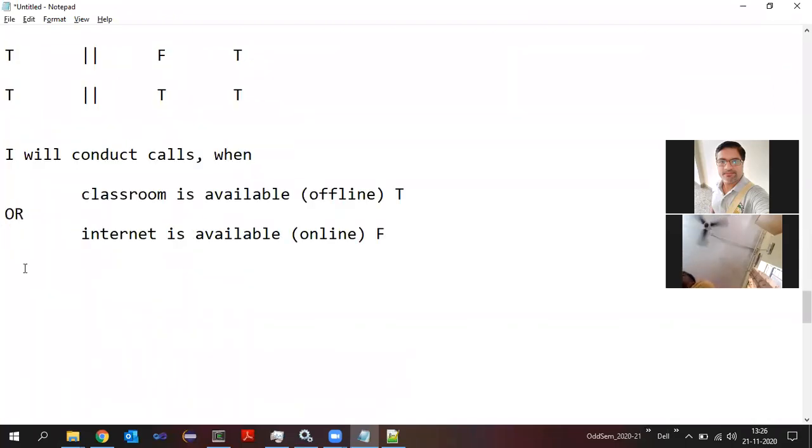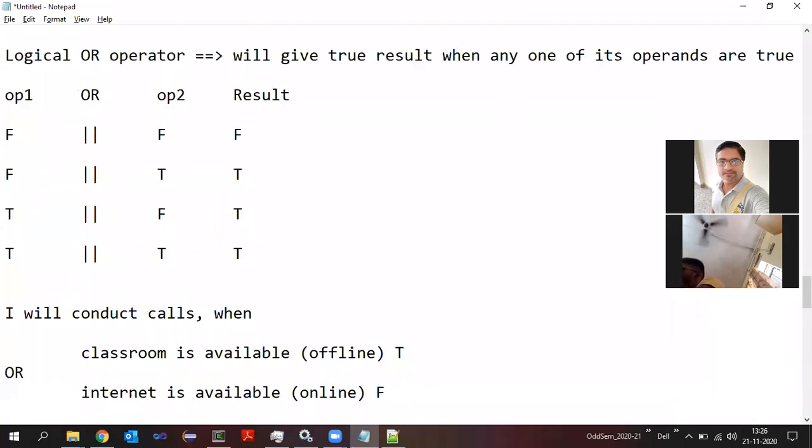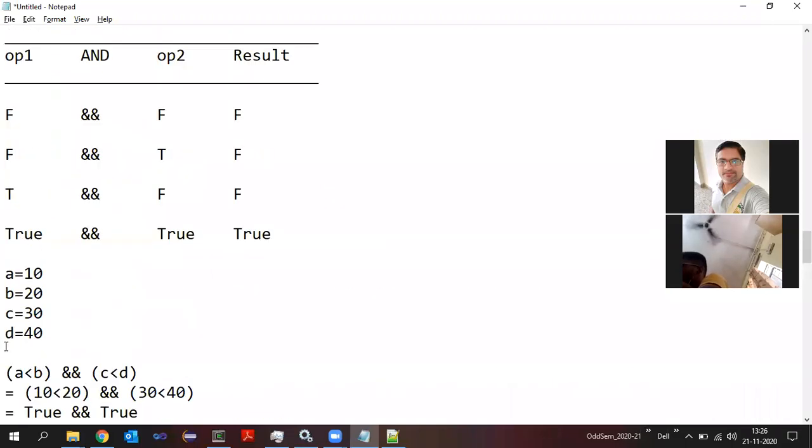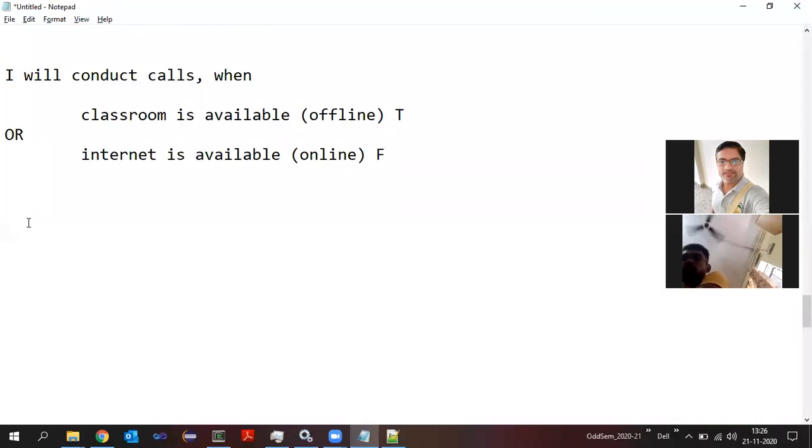Yes, sir. Let us check the example. Let me take the same four values. Let me put 20 only. Now, A greater than B or C greater than D. Now tell me what will be the result here.